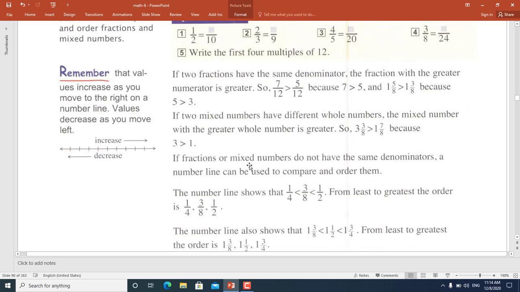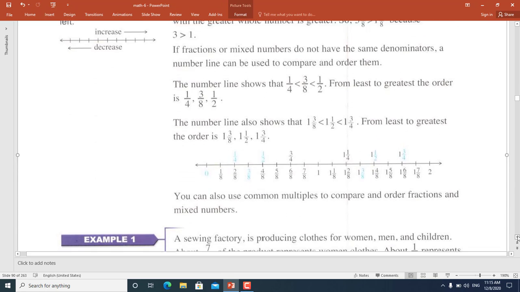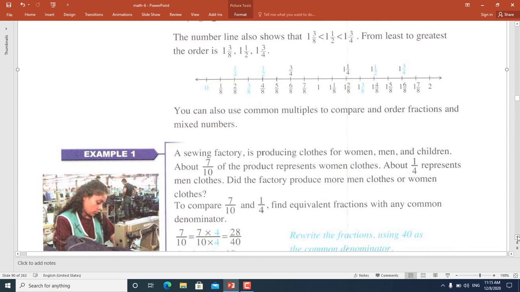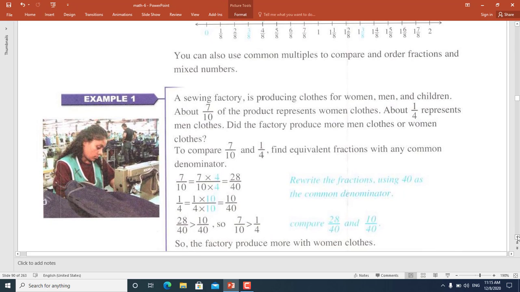If fractions or mixed numbers don't have the same denominator, a number line can be used to compare and order them. So we have some ways to compare fractions. We can use a number line, we can find the common denominator, and we can use cross multiplying. These are ways we can compare them.